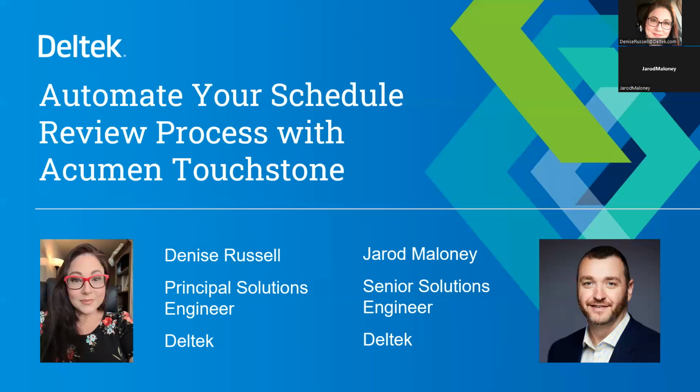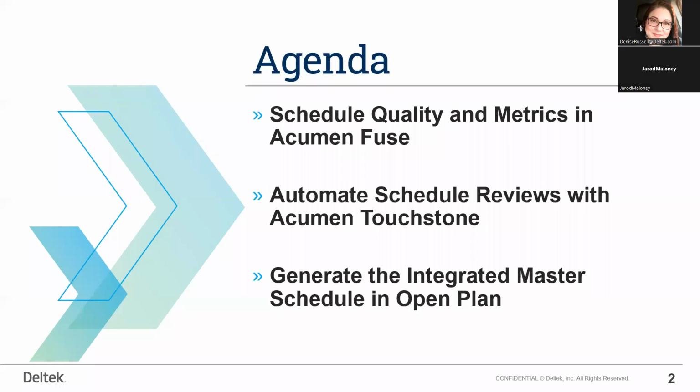Basically, we're going to walk through the process of automating the schedule review process, utilizing Acumen Touchstone. To do that, for our agenda here, I'm going to start by going over general schedule quality checks, setting up metrics, and doing the schedule reviews in Acumen, being able to pull those schedules in, whether you're using our own Open Plan scheduling tool, P6, Project, whatever it may be, and run your own diagnostics and really define the schedule quality metrics that you want to use, either for a particular project or as an organization, just showing that flexibility.